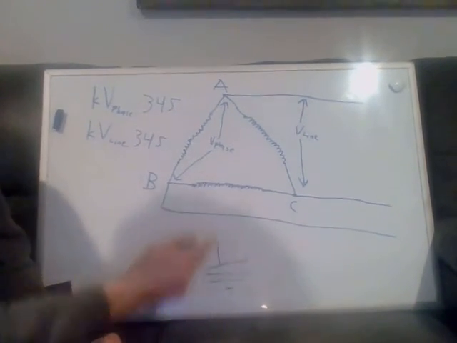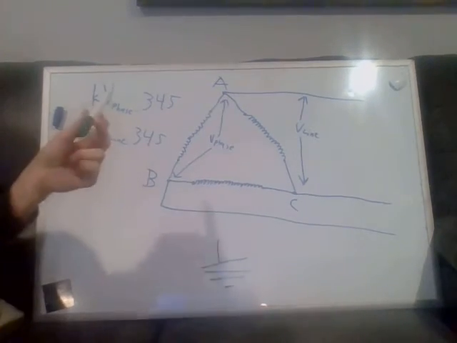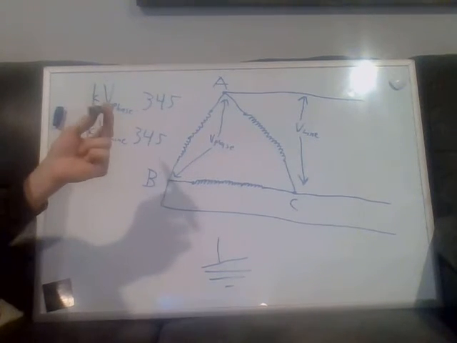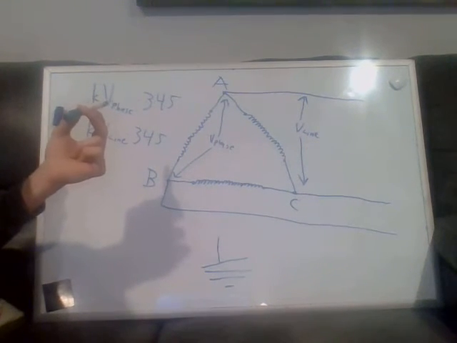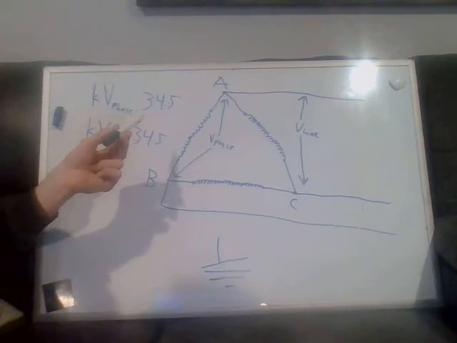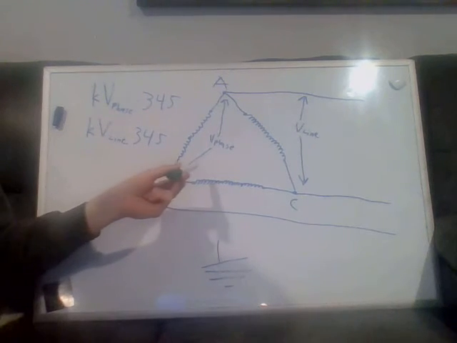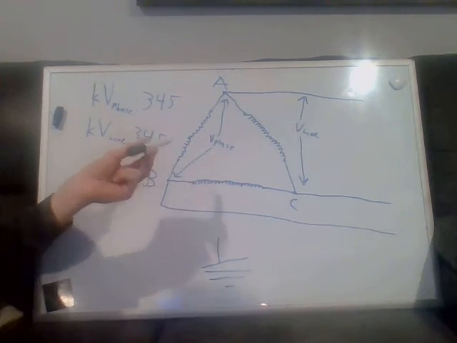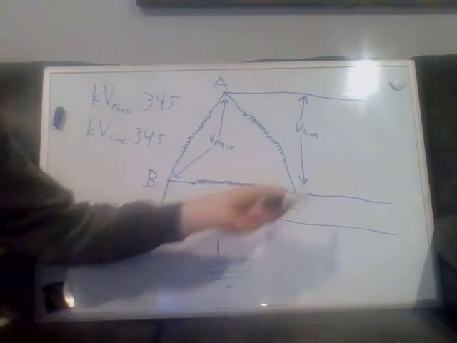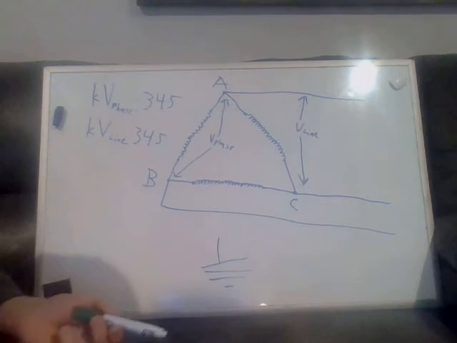if I were to take a voltmeter between here and here, and I have this drawn out, the phase and line voltage are the same since it's a delta circuit, but 345,000 volts. And yet somehow if I take a voltmeter and put it between one of the phases and Earth, or one of the lines and Earth, somehow I'll get 0 volts.